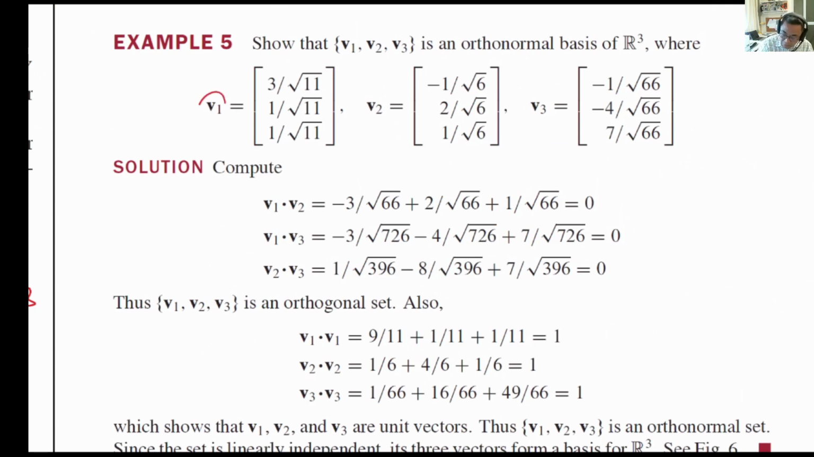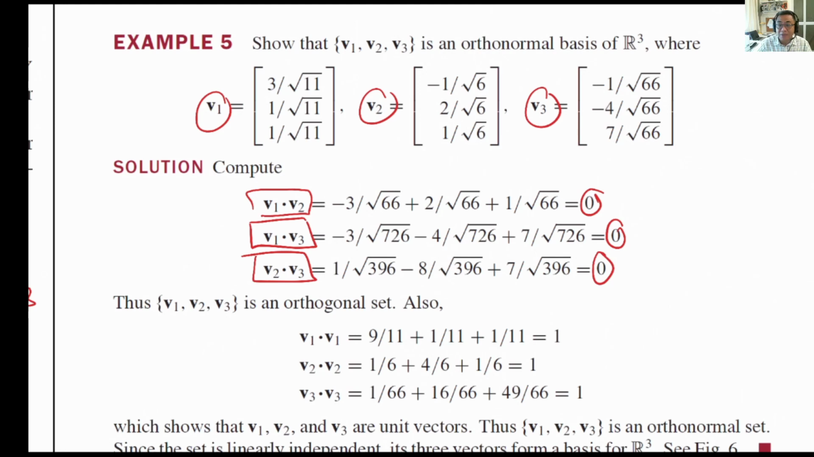This example gives you v1, v2, v3, and we want to compute that they are really orthogonal to each other. All we need to do is to compute the dot product between all pairs: v1 dot v2, v1 dot v3, v2 dot v3. The result shows that they are orthogonal. Now we need to show that they are orthonormal. We compute the norm, and here we are actually computing the norm square. Because the norm square equals 1, the norm also equals 1, since the norm of v1 is the square root of 1, which equals 1.